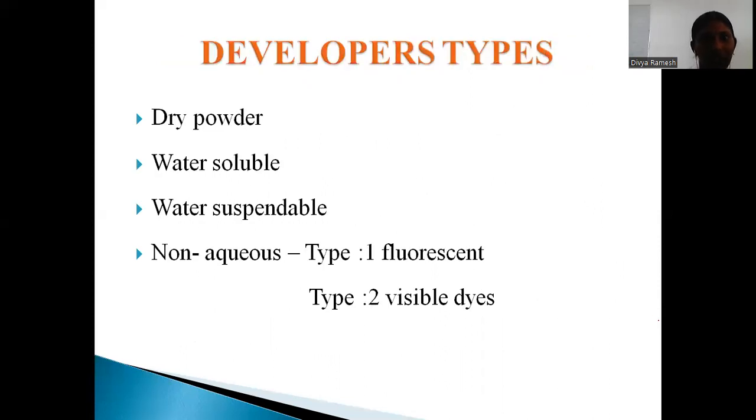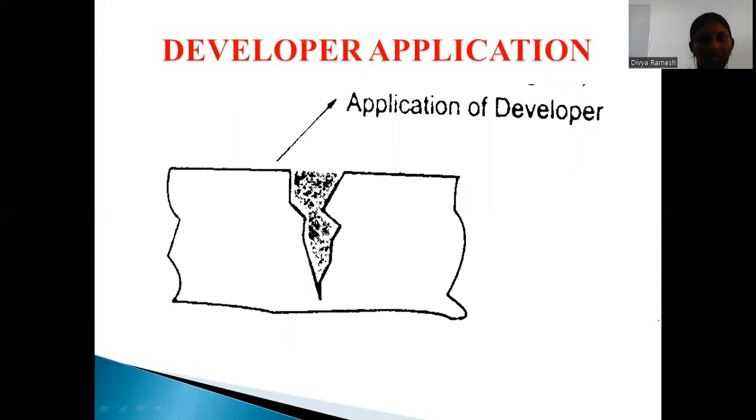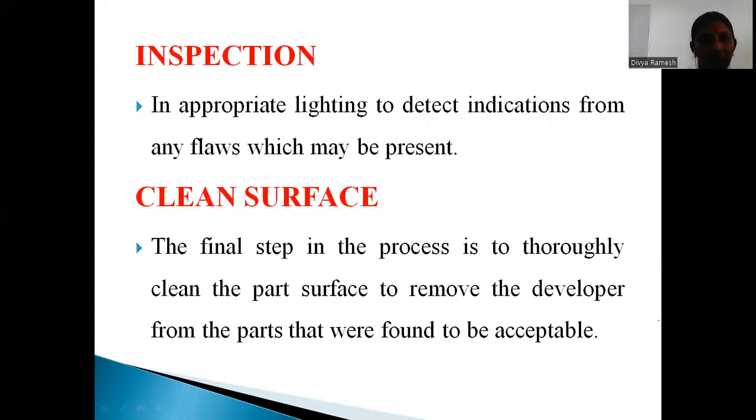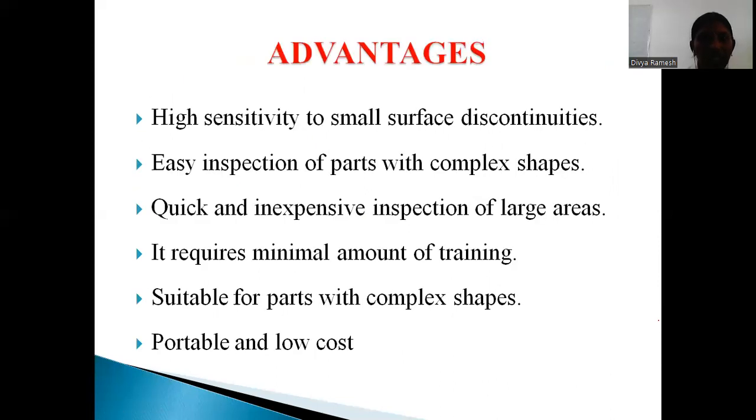Various types of developers are there, as I said earlier: powder, water soluble, water suspendable, and non-aqueous. Different developer applications are there. Once the excess developer is removed, it will easily project the crack location on the specimen. After about 10 minutes of developer application, we can easily identify it. Then you inspect where the crack may be present, and you clean the surface. This is the step-by-step working of the liquid penetrant test.